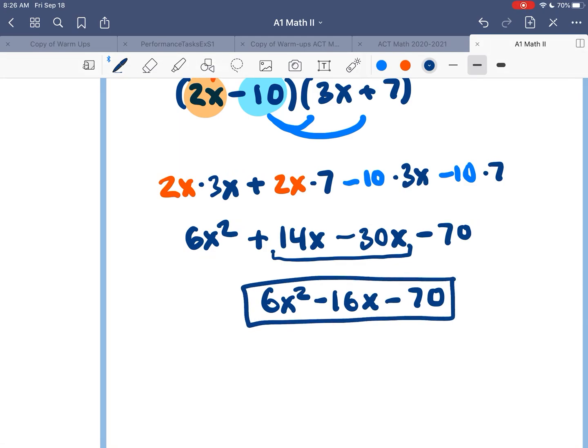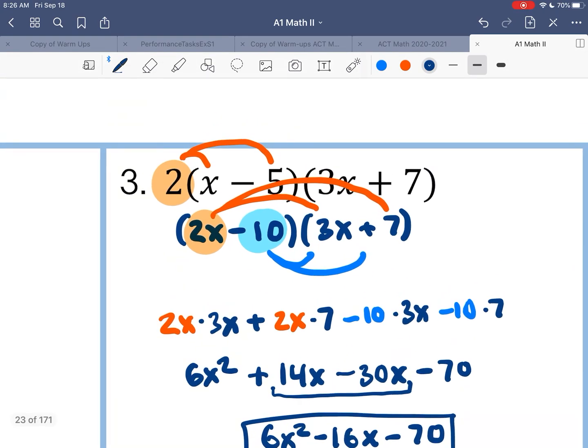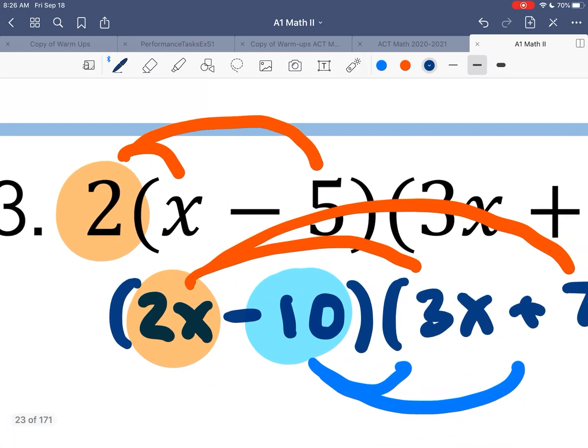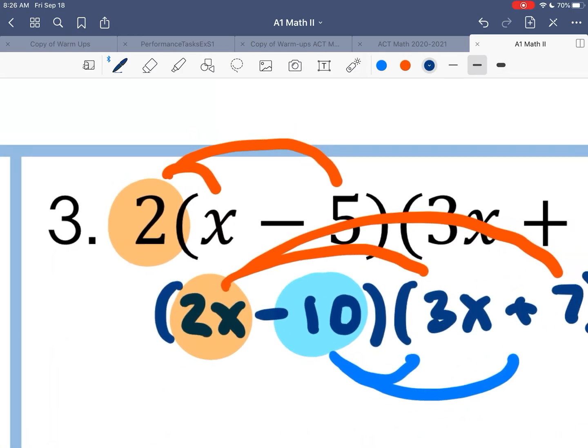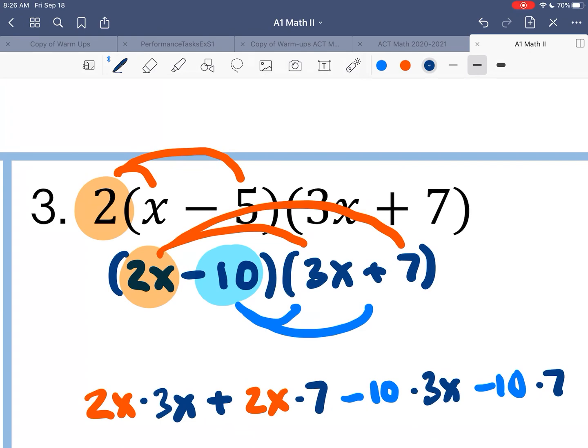And that's our final answer. So the moral of the story is, if you have an extra thing happening, you just distribute one at a time. The thing that I would say not to do is don't distribute that 2 into both of the parentheses, just into one, because you'll end up with a lot of extra 2's if you distribute into both parentheses.